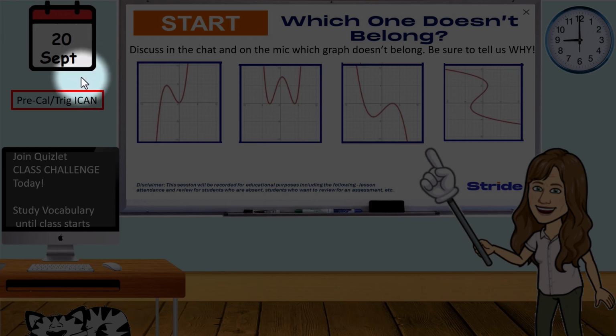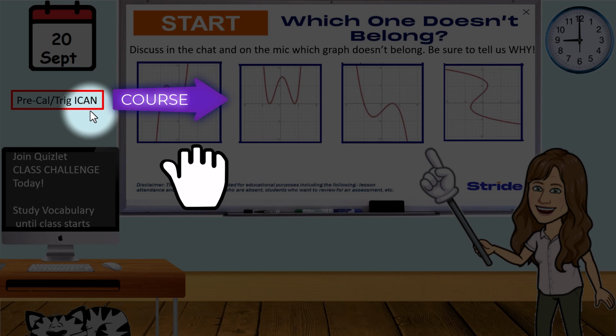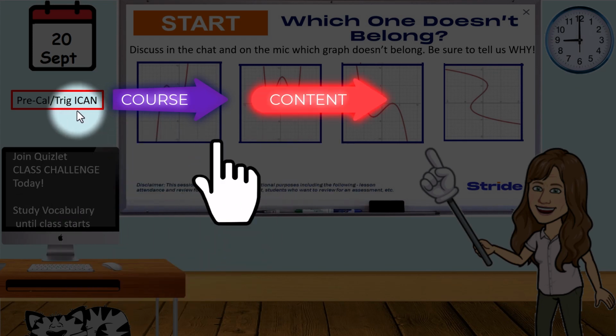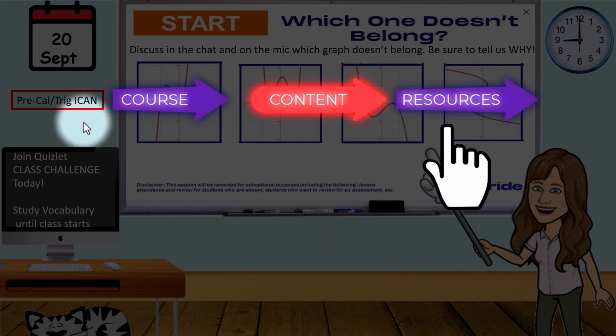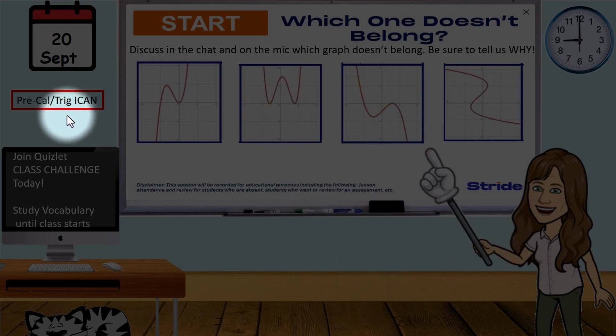Don't forget to check out the resources in the Pre-Cal Trig I Can. You can find the I Can in the course content under resources. So make sure that you know where this is. You can also find helpful videos and a lot of resources to answer questions that you may not be able to find in the course, or if I'm not available, you can look at this and find resources that will help you on your own.